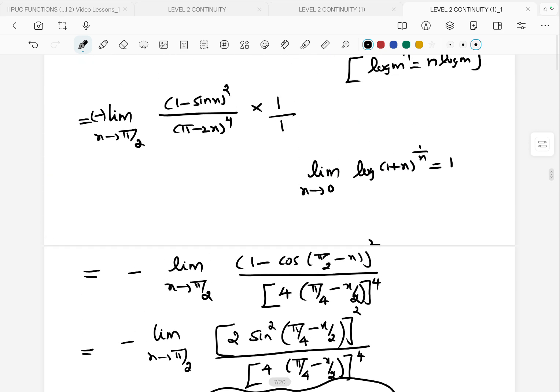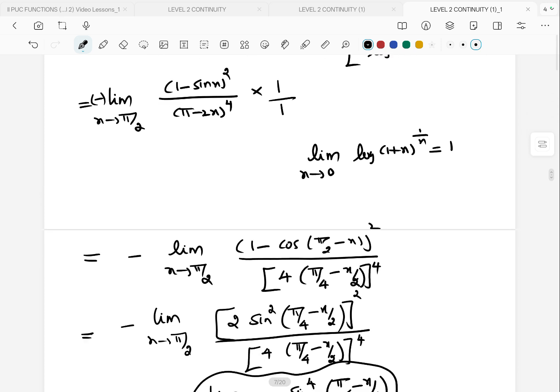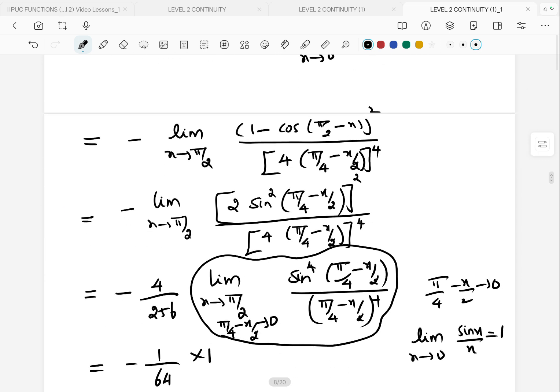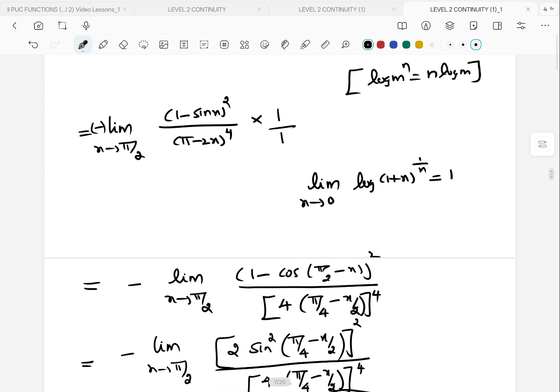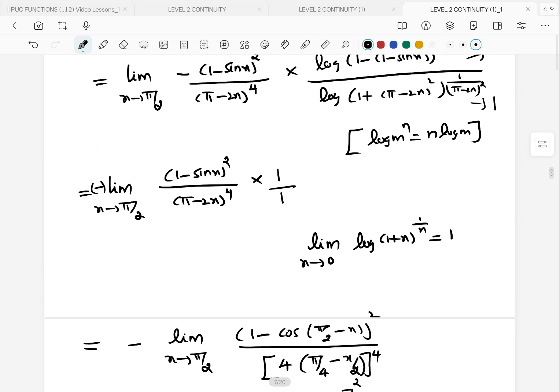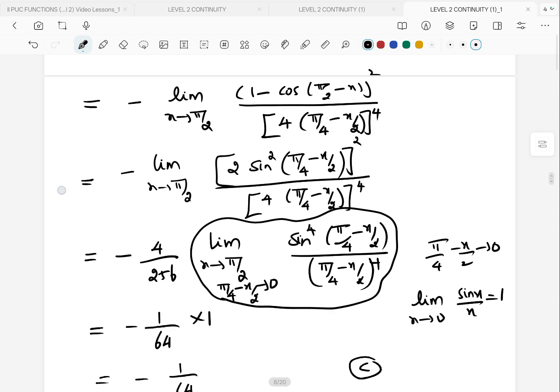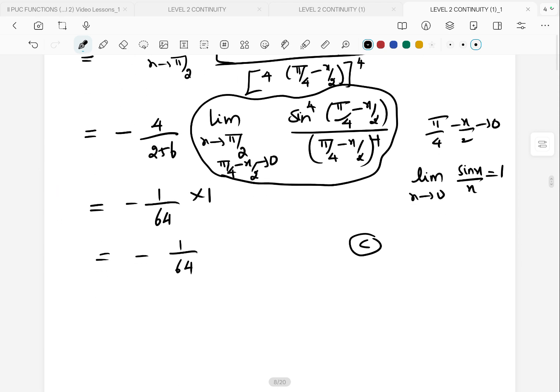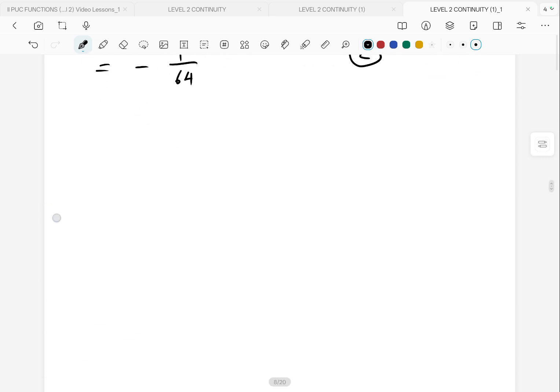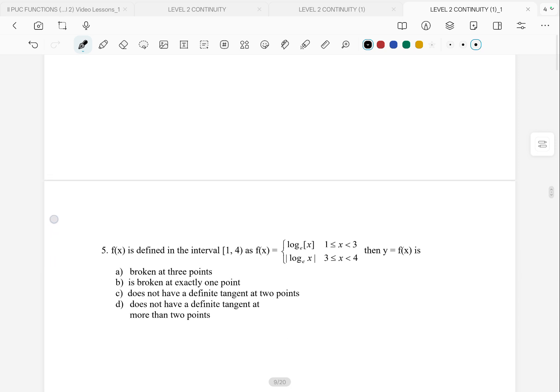So I have used the standard limits on logarithms: limit of log of 1 plus x whole power 1 by x as x tends to 0 is 1. And the standard trigonometric limit, limit x tends to 0, sin x by x equal to 1. And also the power rule of logarithm, log m power n is n log m. Using this, I have simplified the function. I am able to get f of pi by 2 as minus 1 by 64. Hope it's clear to all of you. Let's go to the next question.